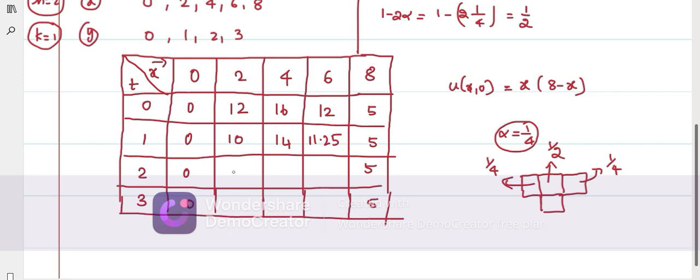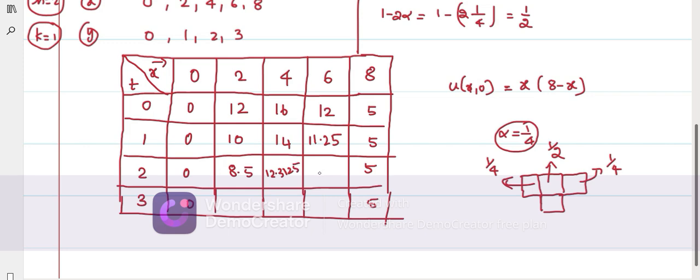To find this value, 1 by 4 into 0 is 0, 1 by 2 into 10 is 5, and 1 by 4 into 14 is 14 by 4, which is 8.5. Next, 1 by 4 into 10, that is 10 by 4, plus 1 by 2 into 14, that is 7, plus 11.25 by 4, which is 12.3125. Up to 4 digits you have to write it.